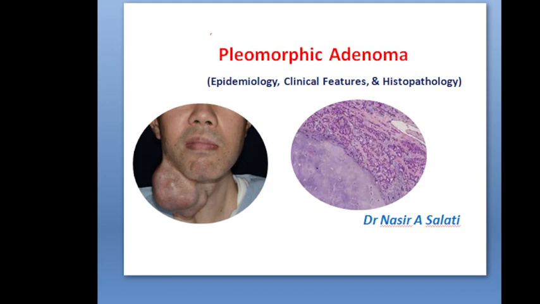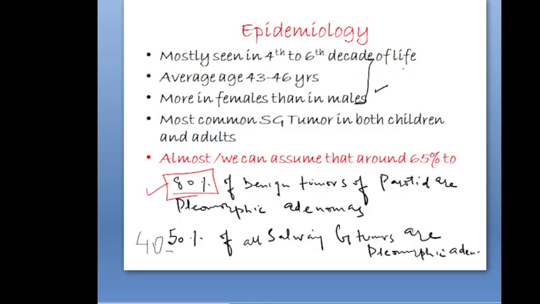Now let us discuss epidemiology, clinical features, and histopathology of pleomorphic adenoma. Pleomorphic adenoma is mostly seen in 4th to 6th decade of life. According to some studies, the average age ranges from 43 to 46 years. It is seen more in females than males.